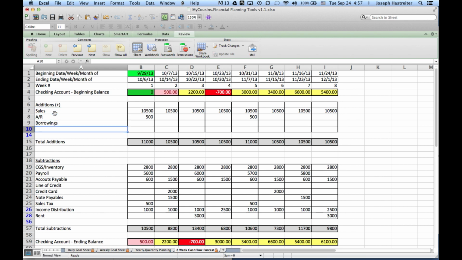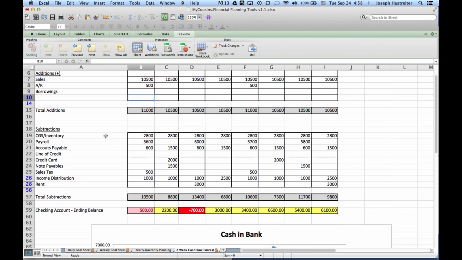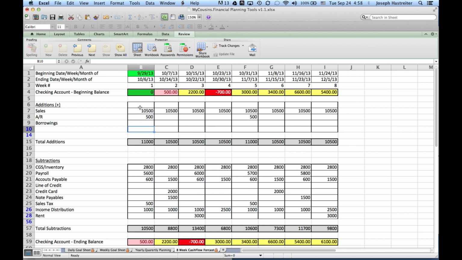So if you have some other ways cash comes in, you could input that here as well. Then we're going to have total additions, and you're going to see we have total additions of 11,000 in week 1. So our deposits were 11,000, because that's really what you're looking at: what's going to be deposited into the bank that week, and then in weeks 2 and 3 and so on.